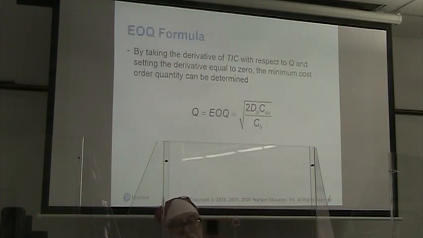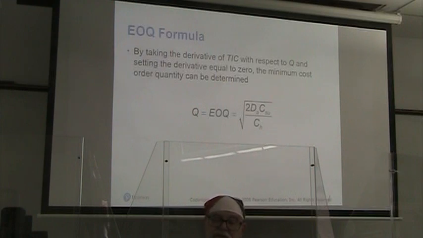Okay. Here is our economic order quantity formula. Using the derivative of the total inventory cost with respect to Q and setting the derivative equal to 0, Q equals our economic order quantity equals the square root of 2 times our annual demand times our cost of setup divided by the cost of holding.